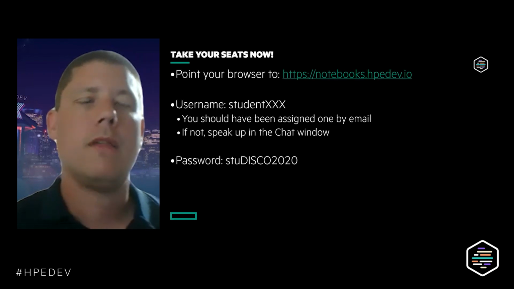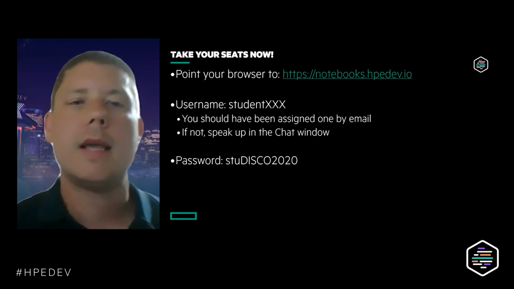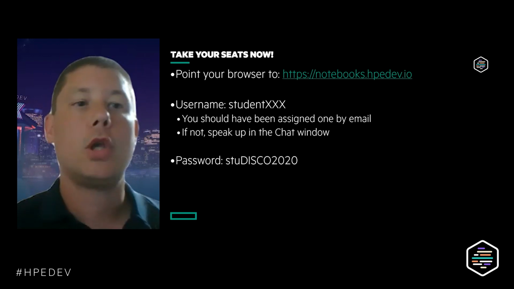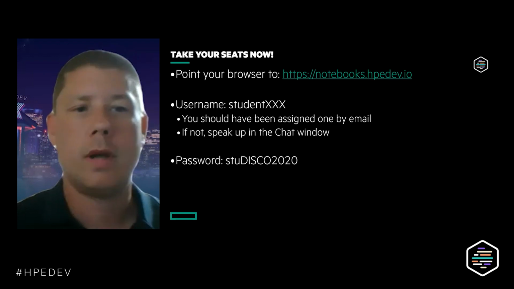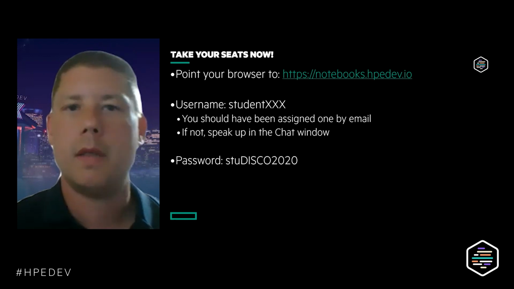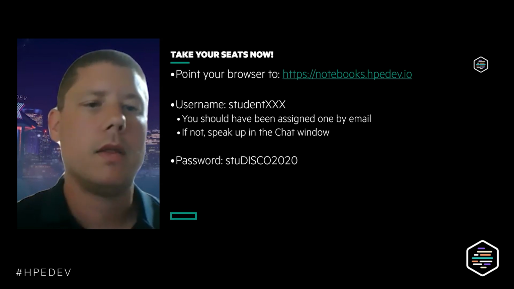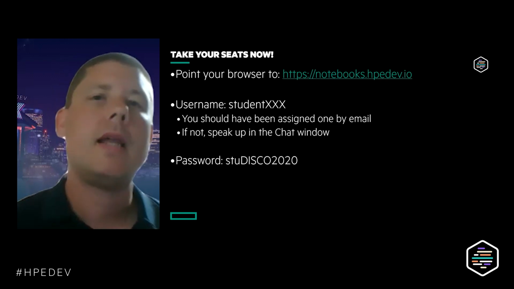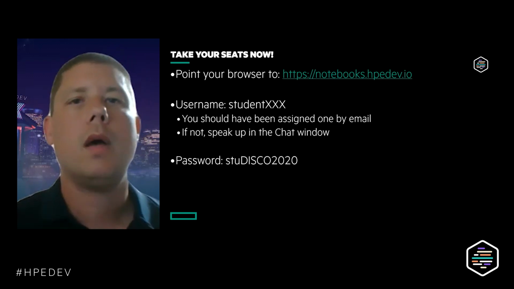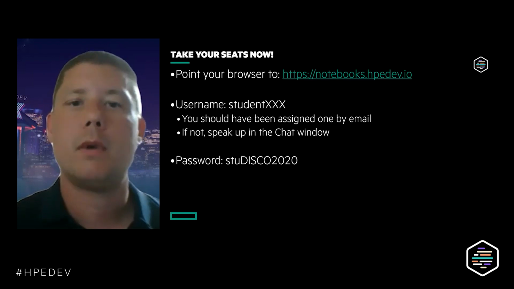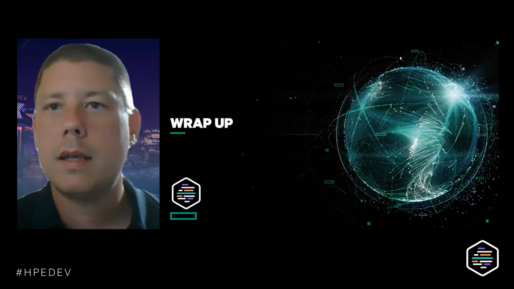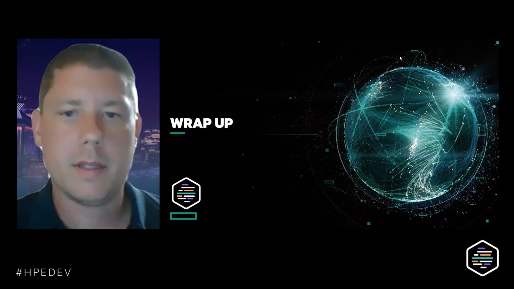But for right now, the first thing to do to get started is for everyone to get into the environment. So please use this URL here, point your browsers to notebooks.hpedev.io. Every student should have a student number. You'll log in with student and then your number, and then the password is here on the screen. Everyone should have got these already assigned by email, but if you're having any issues, please use the Zoom chat window to ask any questions or to request any assistance. With that, let's switch contexts and jump into this.